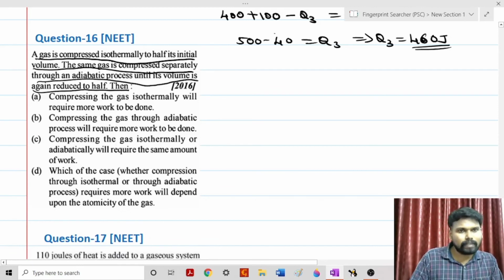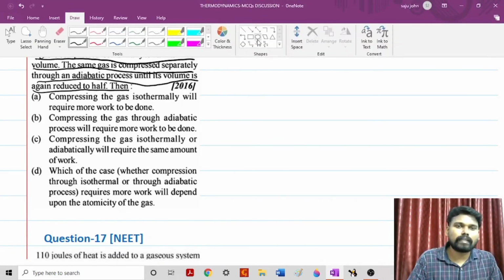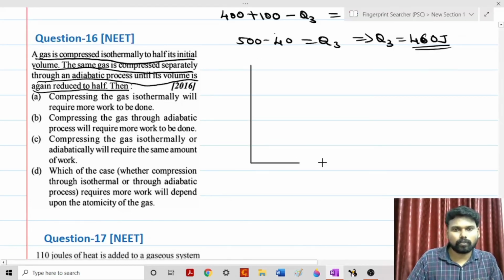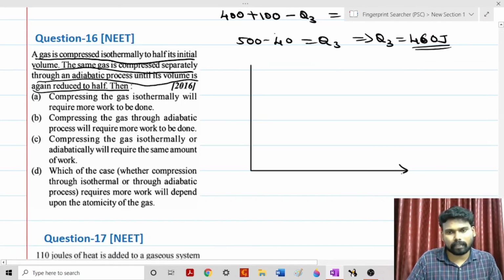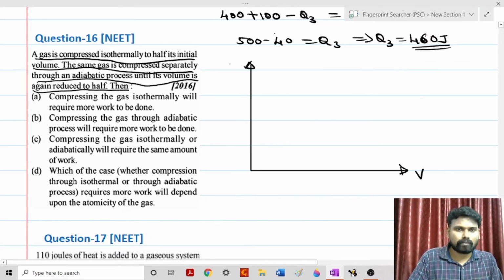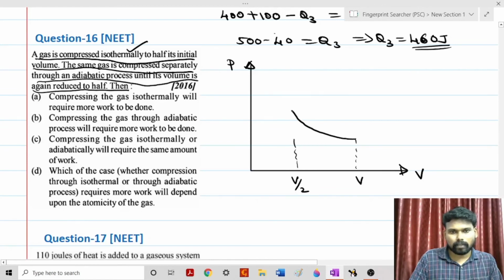So I got the idea. So this question is about the work done. Which work is greater, during isothermal or adiabatic? So I will draw a PV diagram. Using a PV diagram I can explain that. Suppose this is the volume V and this is the half volume V by 2. Now a gas is compressed isothermally to half its initial volume, so the curve will be like this. Okay, this is the half volume curve, this is isothermal.